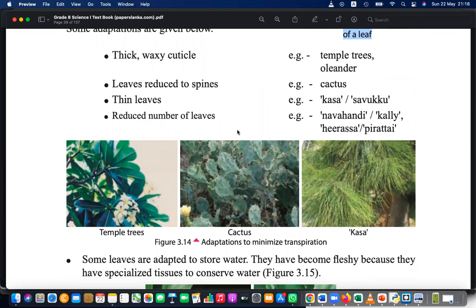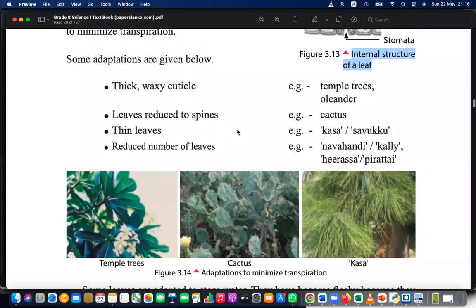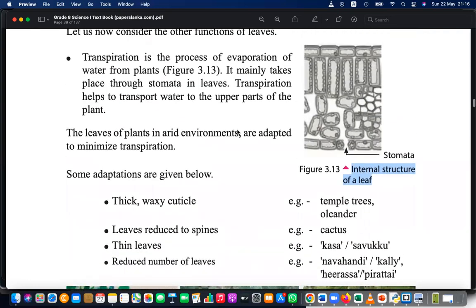Some leaves fall down sometimes, right? So the number of leaves is reducing. These are some adaptations that happen in different environments to protect water inside. Because actually the plant is not using 100% of the water. Even though it absorbs a lot of water from the ground using its root system, it uses very little water for its tasks.